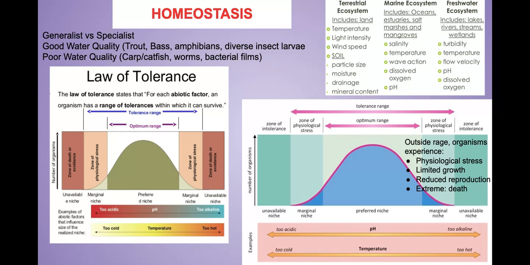Of course, that point of homeostasis is reached in different ways depending on the type of organism that we have. We have generalist species versus specialist species, and they have a different response to the type of factor that is affecting them.